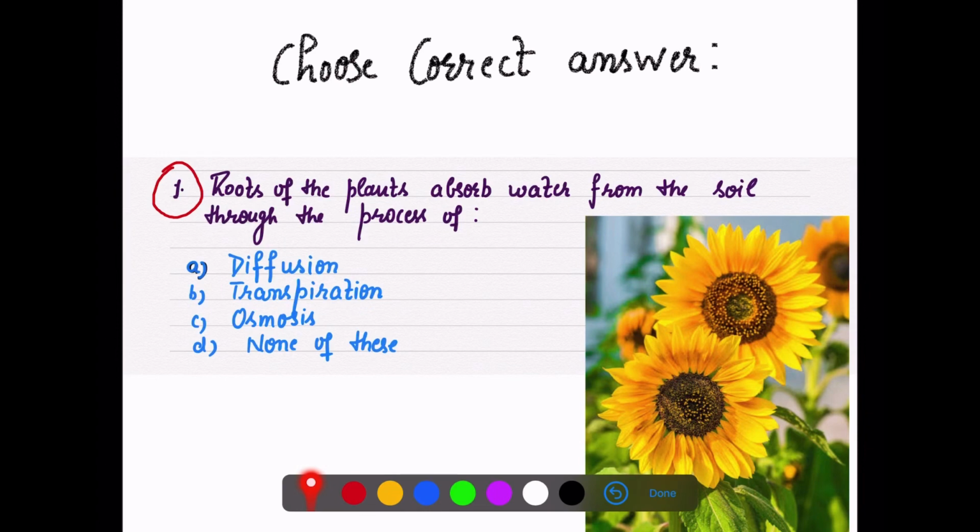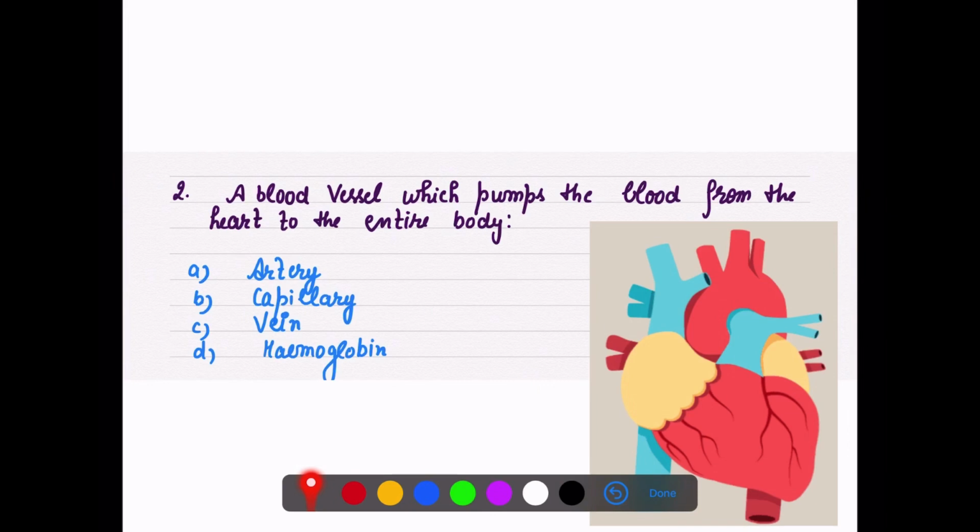So let's move to the second question. A blood vessel which pumps the blood from the heart to the entire body. Once again, read the question carefully. A blood vessel which pumps the blood from the heart to the entire body. What is this? Is it a hemoglobin? Is it a capillary? Is it a vein? Or is it an artery?